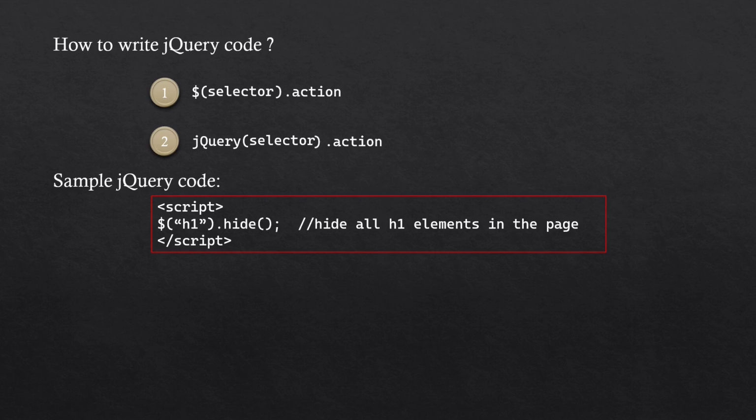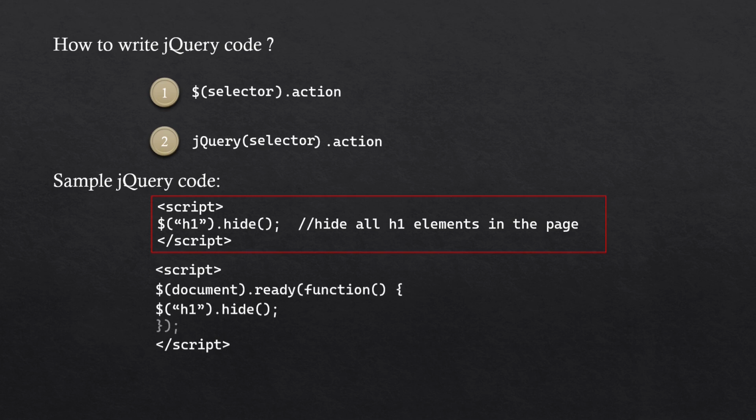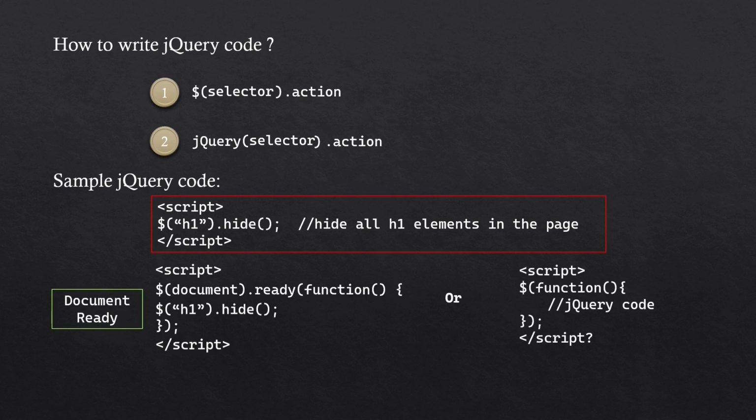To execute the code successfully, we need to ensure the hide action should run only when the DOM of the page is ready. To do the same, we need to include the hide action in the document ready event. The document ready event fires after the entire DOM of the page is ready. Now the code we wrote looks perfect and should run without any error.